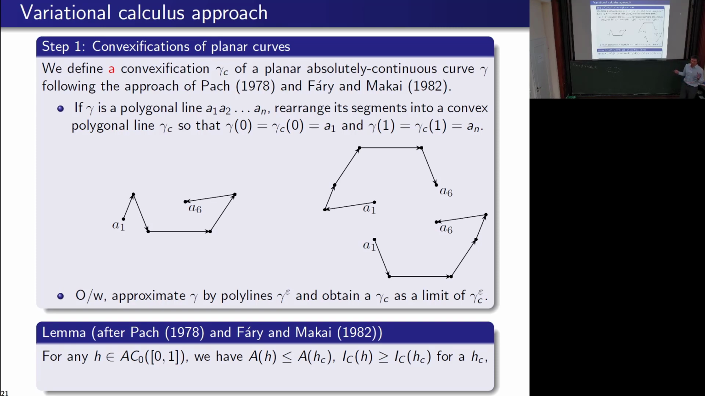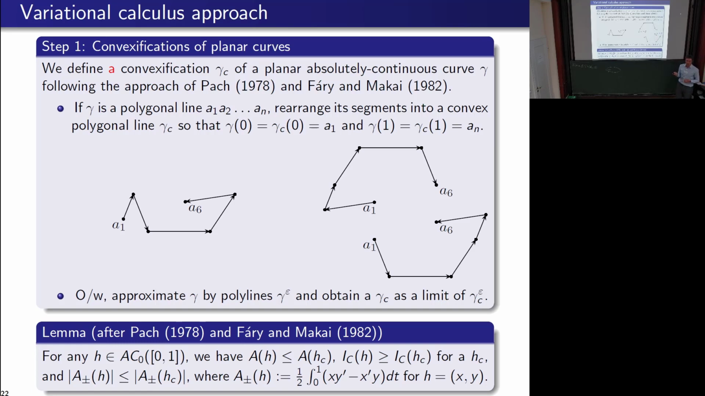Somehow, this is very clear because the energy is an integral, and when I convexify, I just follow the path of the polygonal line in a different order, so the integral doesn't change, at least in the discrete case. So the inequalities are on the right side, and the same is true for the signed area. The signed area of the curve, which is not necessarily convex, is what you have from the Green formula.